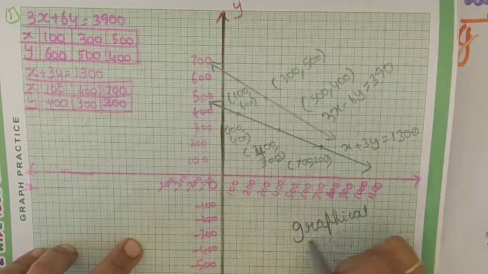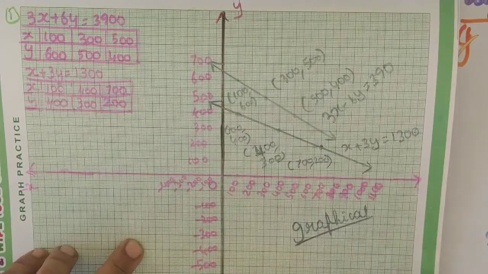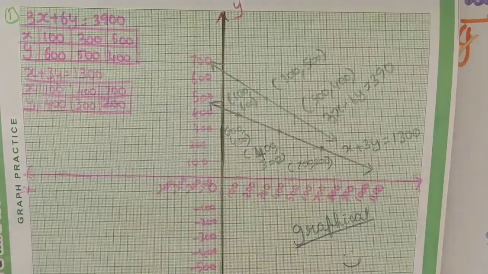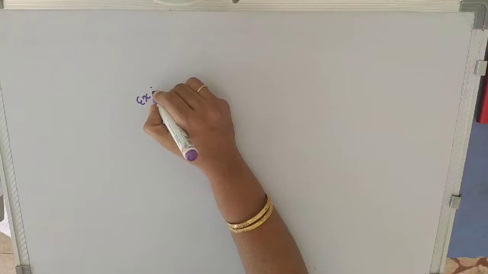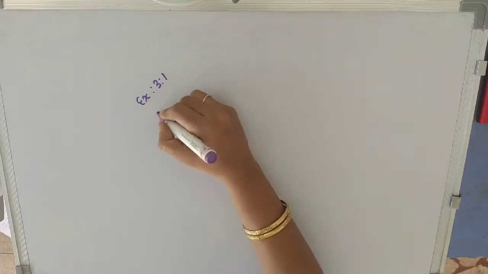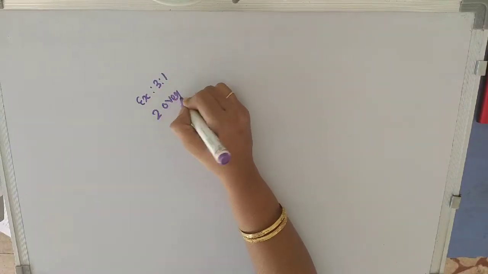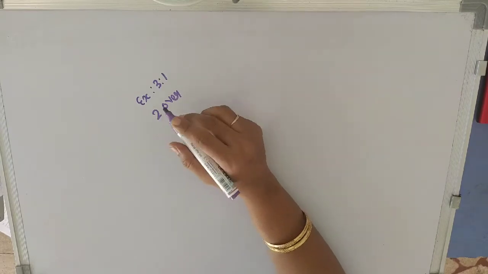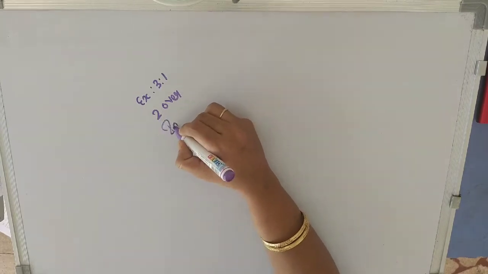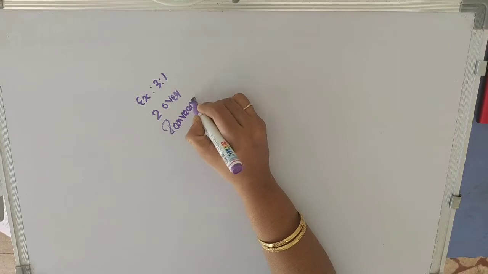I hope you clearly understood this problem. Okay. If you have any doubts, please comment down. I will explain it once again. Okay. So with this, exercise 3.1 problem 2 is over. We can see the remaining problems in the next video.